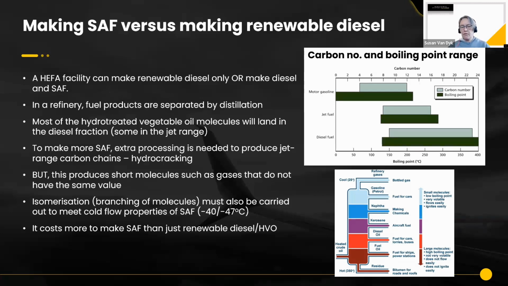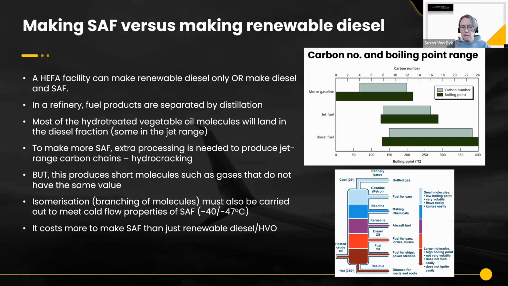And now if you want to make SAF, you need to meet very low freeze point specifications, which you don't need for renewable diesel. If you want to go sell renewable diesel up in Norway in the middle of winter, then you need this level of freeze point. But for most renewable diesel, you don't need that level of freeze point. So if you want to make SAF, you have to now crack these molecules into shorter molecules, and then you also need to isomerize them so that you can meet this low freeze point.